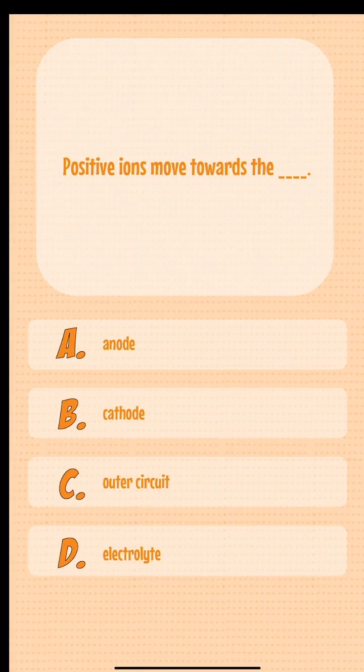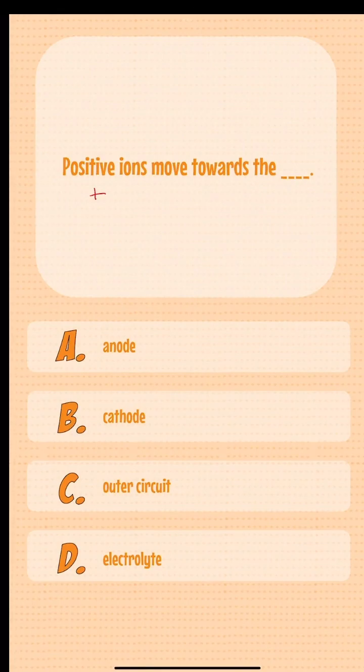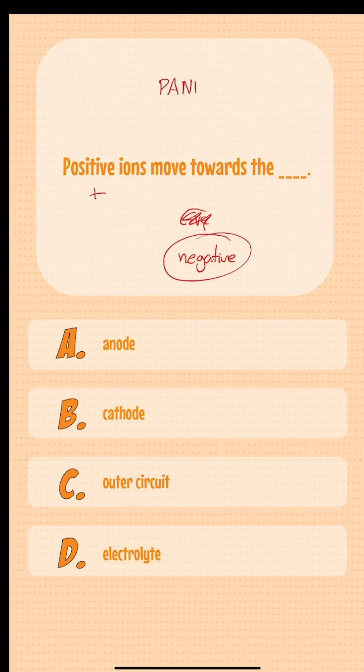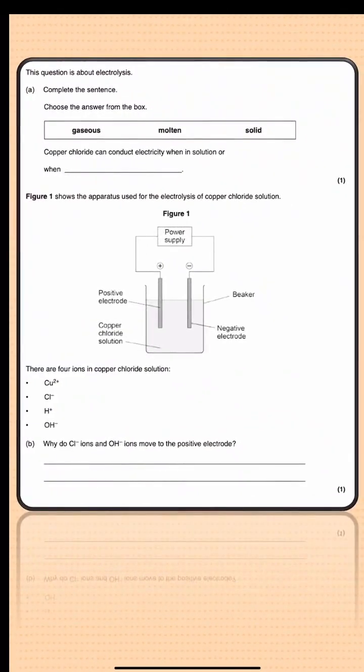Next up, so positive ions move towards the, okay, so we've got positive ions. What are positive ions going to move towards? They're going to move towards a negative electrode. So which one's the negative electrode? Remember here you can use PANIC to remember. Positive is anode, negative is cathode. So we want the negative electrode. So the answer is going to be the cathode. Yep, well done guys.